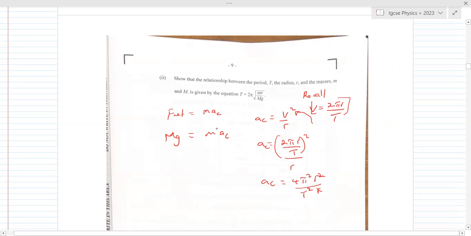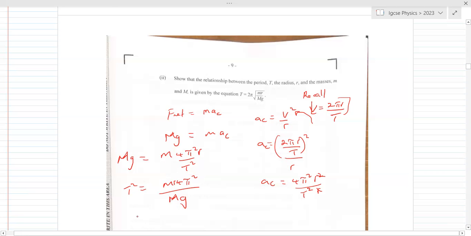So let's take that now and substitute it into this equation. So we have mg is equal to m times 4 pi squared over t squared. We want to make t squared the subject, so we can do that quickly. So t squared is going to equal m times 4 pi squared. I think I'm leaving out something. There's an r that needs to be here, so let's put it beside this, and then divide that now by mg.